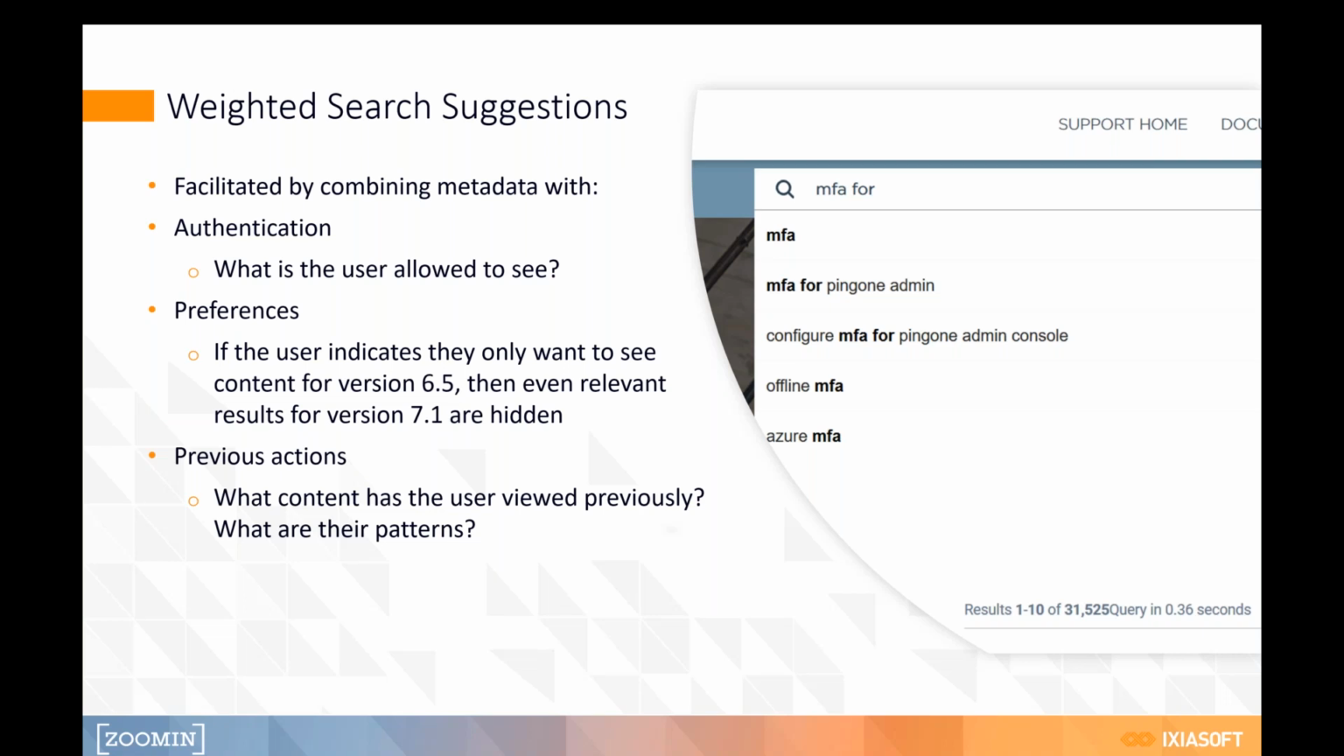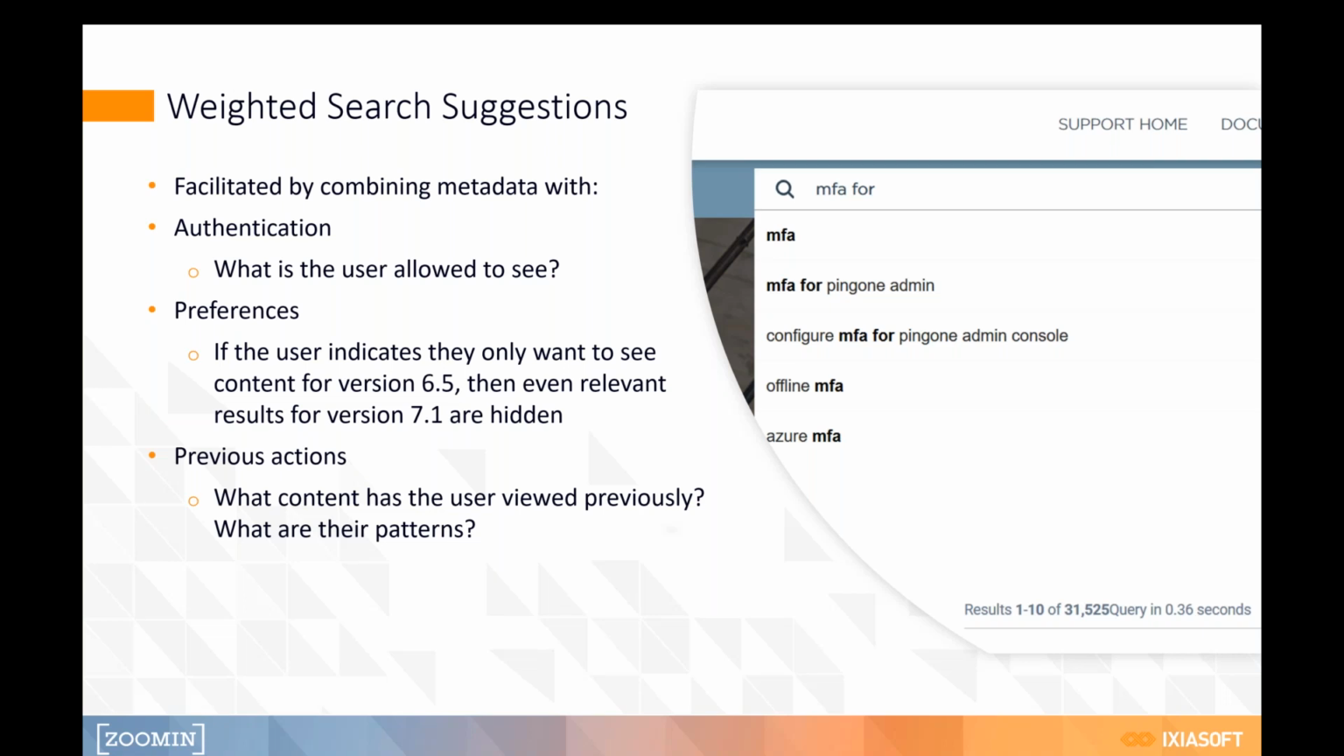Then there's also preferences. Preferences would be things you opt into. This is similar to the progress site that we showed earlier that doesn't actually have a login. They were able to opt in by self-selecting their role. That's kind of a preference. But you can actually have a very specific preferences page where people can choose what they want to see first, second, and third. If a user indicates that they only want to see content for version 6.5, then the relevant results for version 7.1 can be hidden, so they're not going to show up in this weighted search. Or you might have it show up, but much lower.